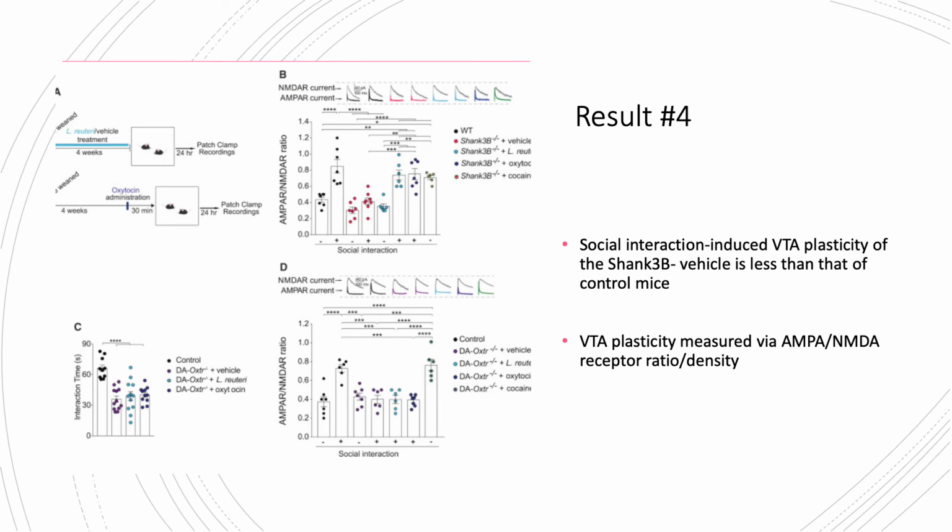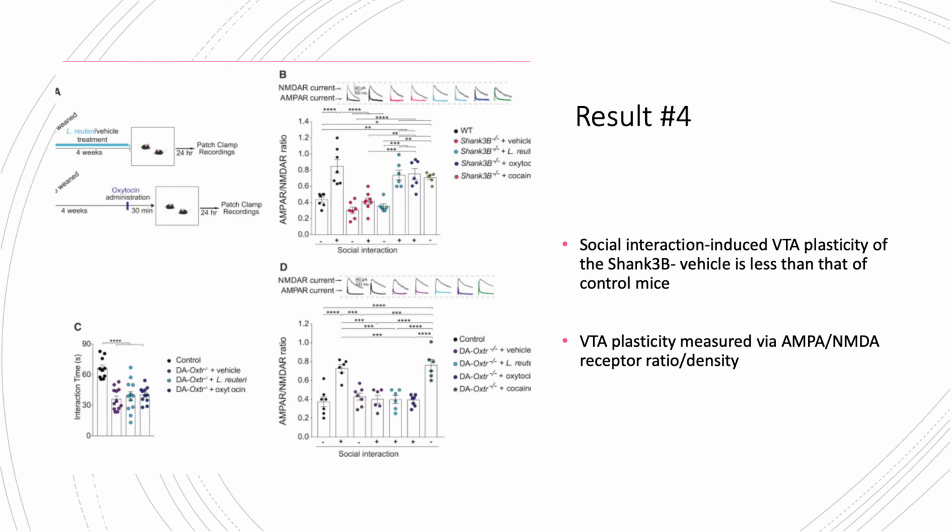Conversely, L-reuteri treated ASD mice improved the social interaction-induced synaptic plasticity in the VTA. So if you remember back to our last slide, how you saw that there was a decrease in the levels of oxytocin-positive neurons in the Shank3B- and Shank3B plus vehicle, that kind of means that the density of these neurons is affecting the plasticity in the VTA.